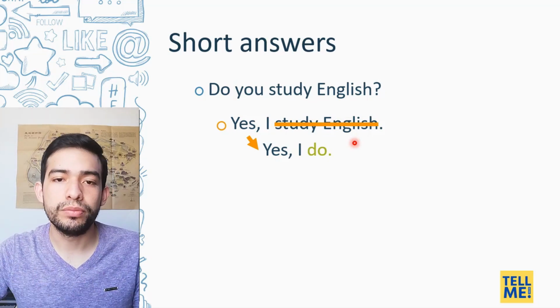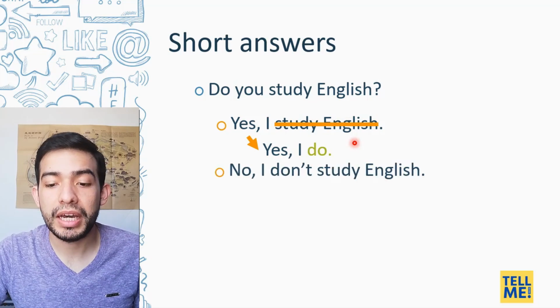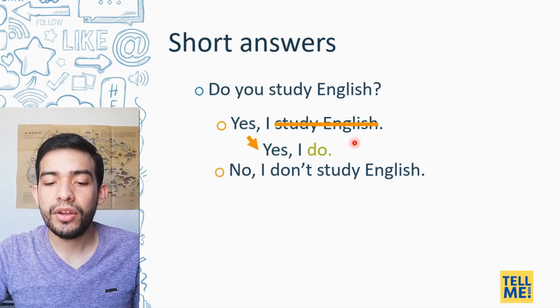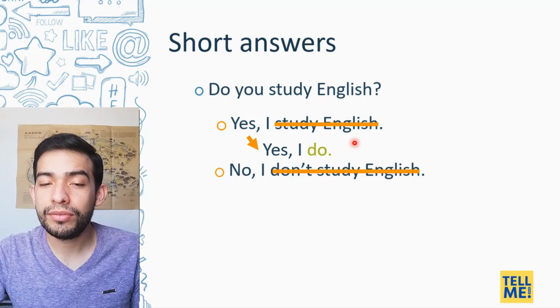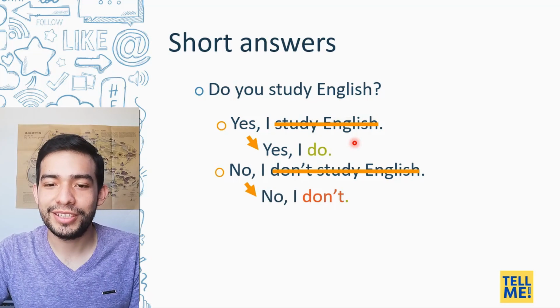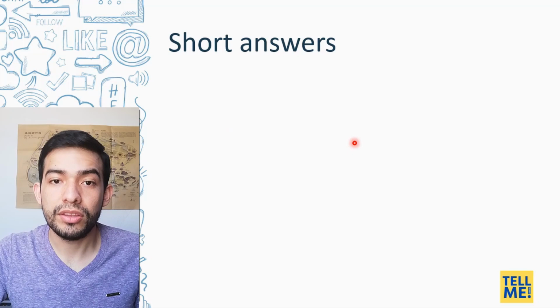I just say do. Now, if the answer is no, you say, no, I don't study English. But the short version would be, no, we remove that. So no, I don't. Easy, right? And it works the same with does.